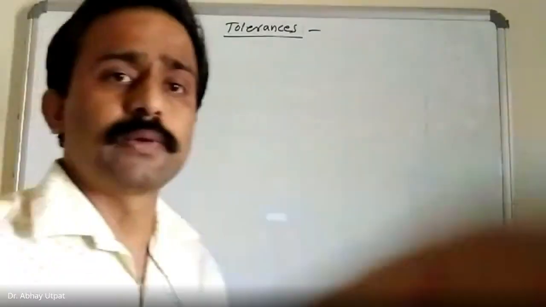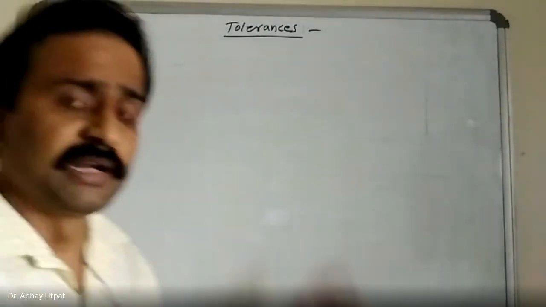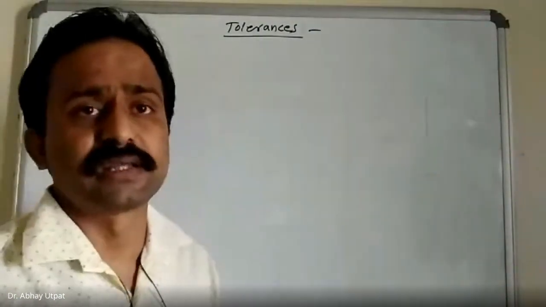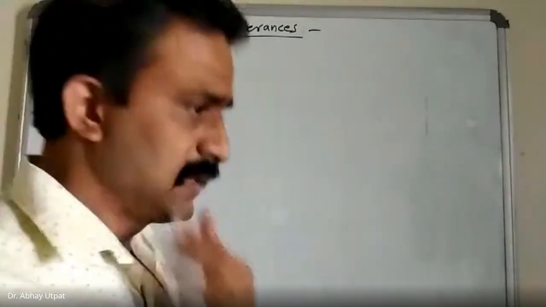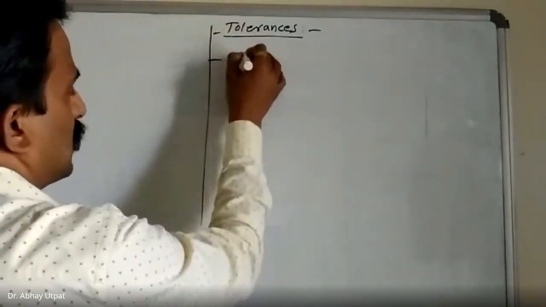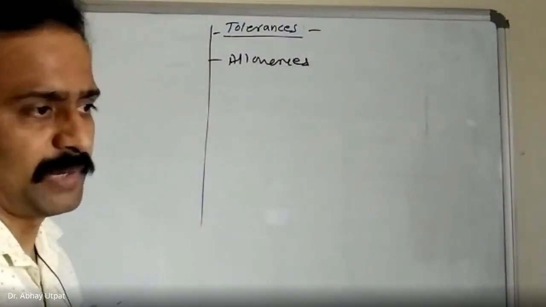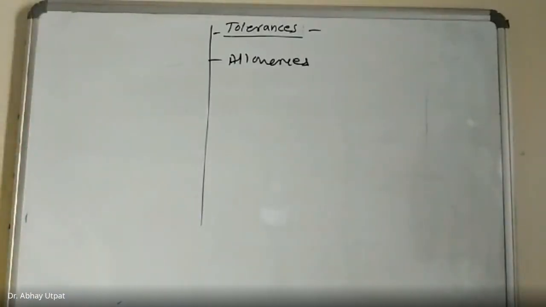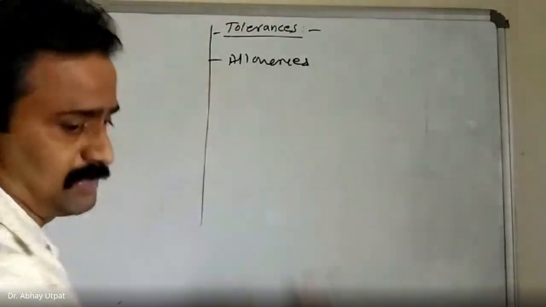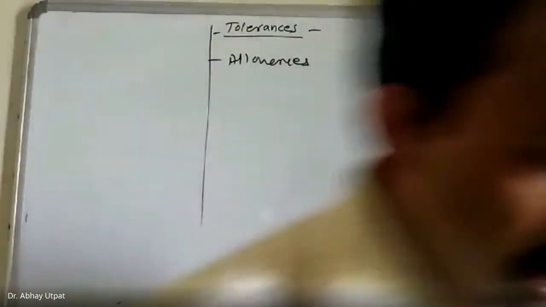Now, after studying these four important basic parts of part design, let us see a number of aspects to be considered in part design. Which are these aspects? First aspect is tolerance. We will write them one by one. First one is tolerances, second is allowances. We can write: different aspects of part design. I hope you are noting it down.